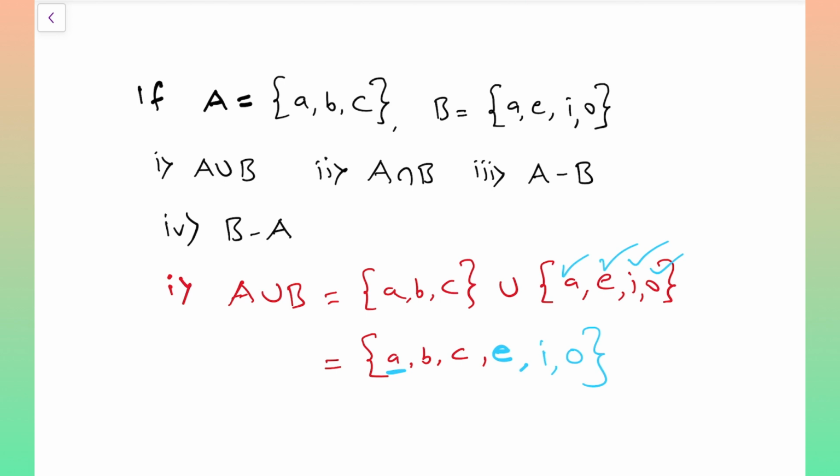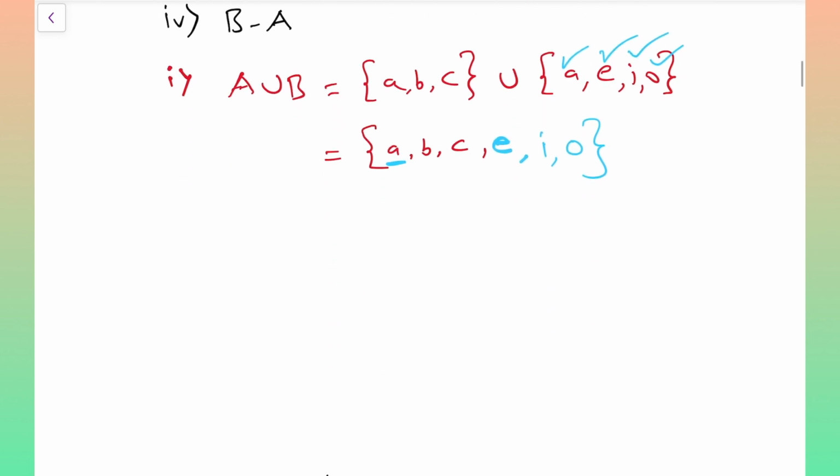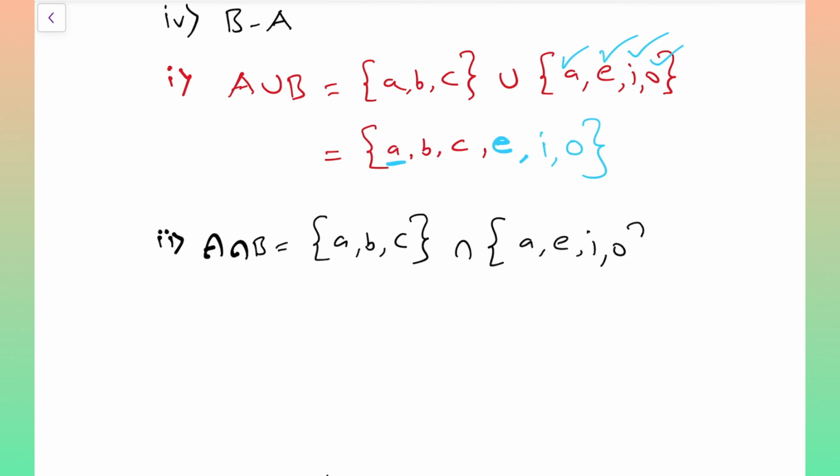Next, how to write then A intersection B? Let us check that. A intersection B is equals to, set A we have A comma B comma C, intersection set B we have A comma E comma I comma O. So now intersection is nothing but from both the sets the elements which are common. We need to write only those elements. So here A and A. In both the sets only element A is common. So then A intersection B will be A. Finished.